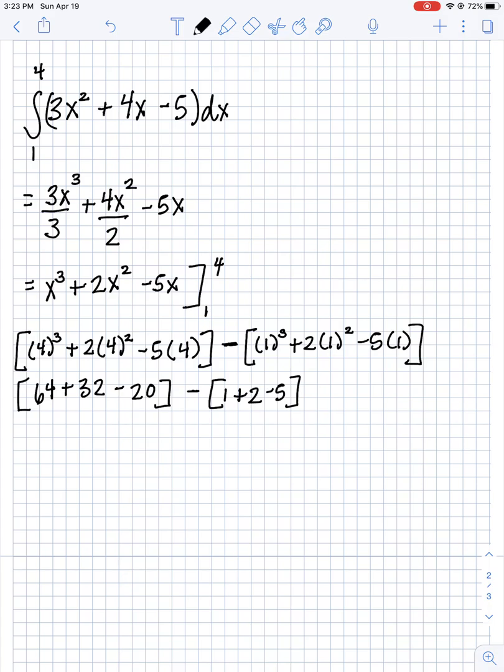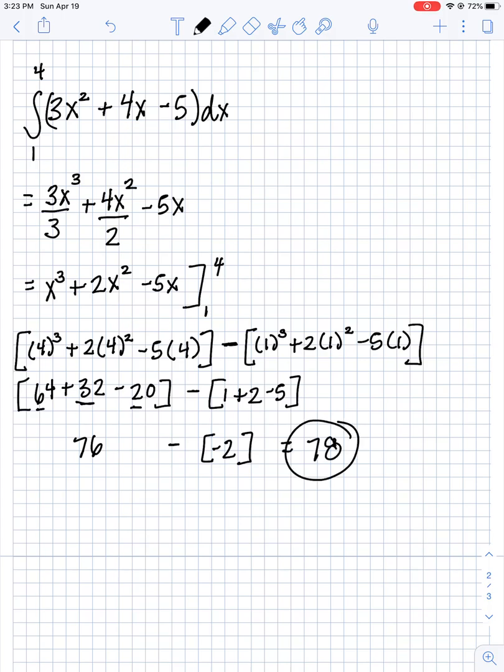And so since these are simply just integers in both brackets, you may want to just combine your brackets. So 64 plus 32 is 96. And 96 minus 20 is 76. So the first bracket is 76. Your second bracket is 1 plus 2, which is 3. 3 minus 5 is negative 2. So your second bracket is negative 2. And when you minus a negative 2, guys, you are going to get addition. So we have 76 minus a negative 2, which is a 78.